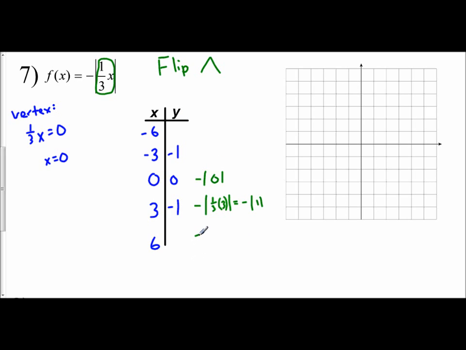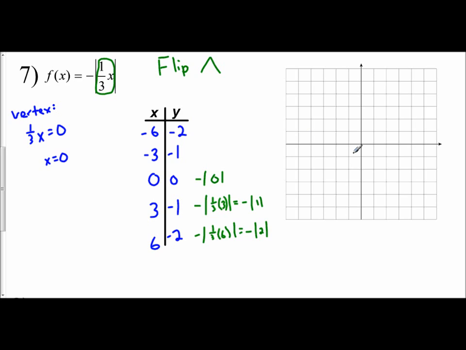I can do the negative of absolute value of 1/3 of 6. 1/3 of 6, 1 times 6 divided by 3 is 2. So I want the negative of the absolute value of 2. So absolute value of 2 is 2, but I want that number to be negative, so I have -2. And I can reflect it here as well.